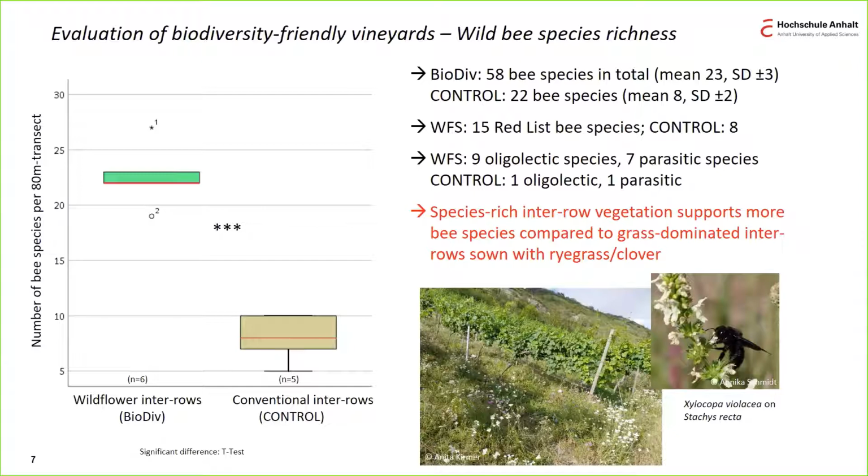On the biodiversity interrows, wild bee species richness was almost 3 times higher than on conventionally vegetated interrows dominated by grasses. We found a higher amount of red list and specialized wild bees in the biodiversity interrows due to the high variety of flower types in the biodiversity seed mix. In conclusion, interrows sown with a diverse seed mixture of native wild plants support more wild bee species than interrows sown with a species-poor grass clover seed mix.